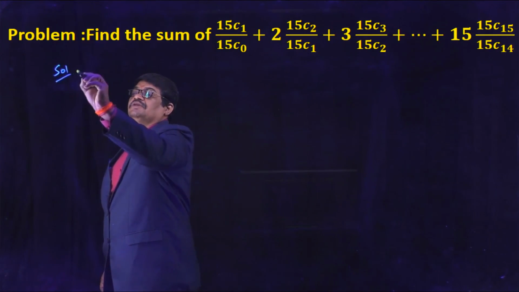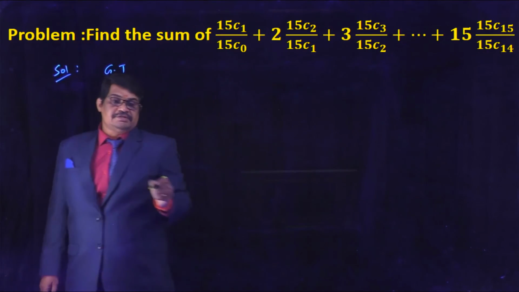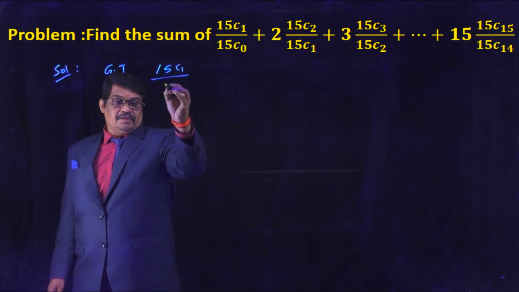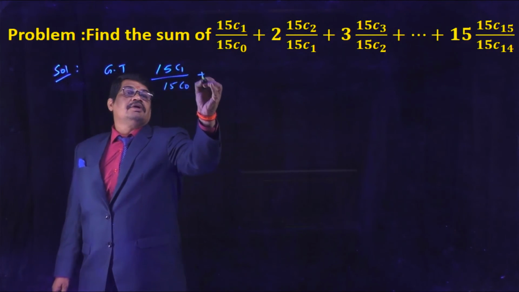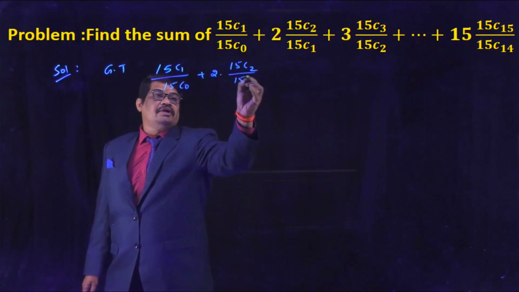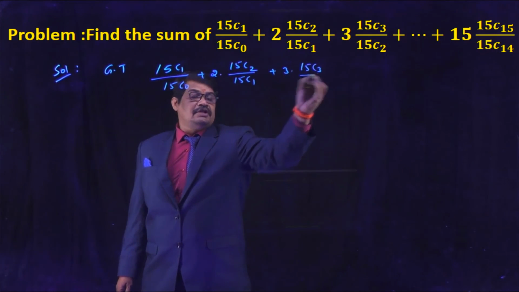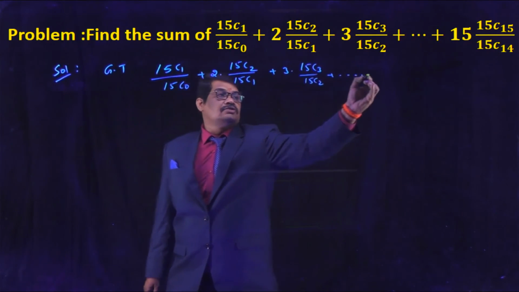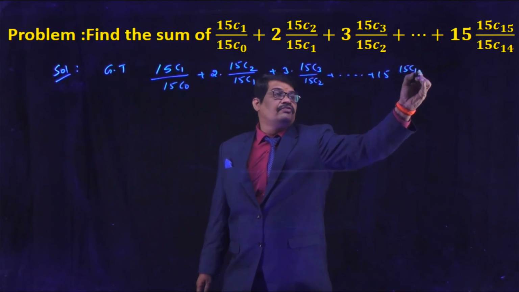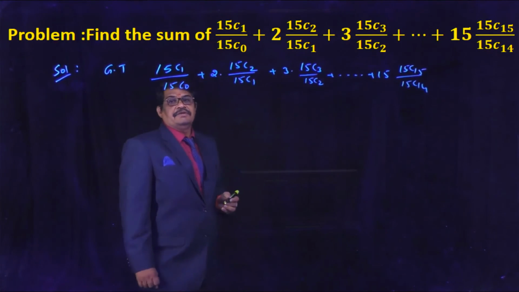See the solution. So we have taken the given series, that is 15C1 by 15C0 plus 2 into 15C2 by 15C1 plus 3 into 15C3 by 15C2 and so on, plus 15 into 15C15 by 15C14. So this is our given series.